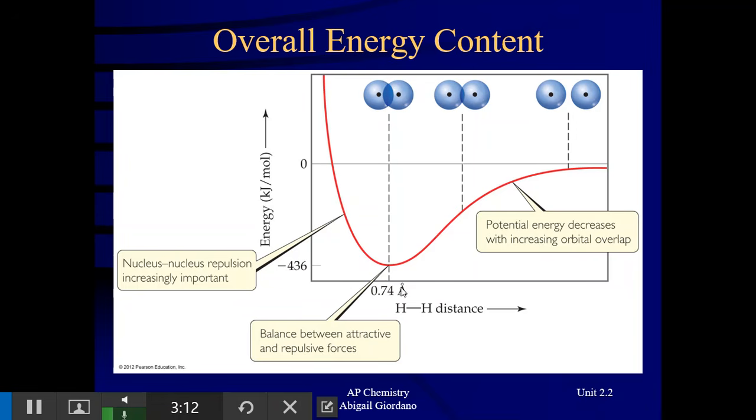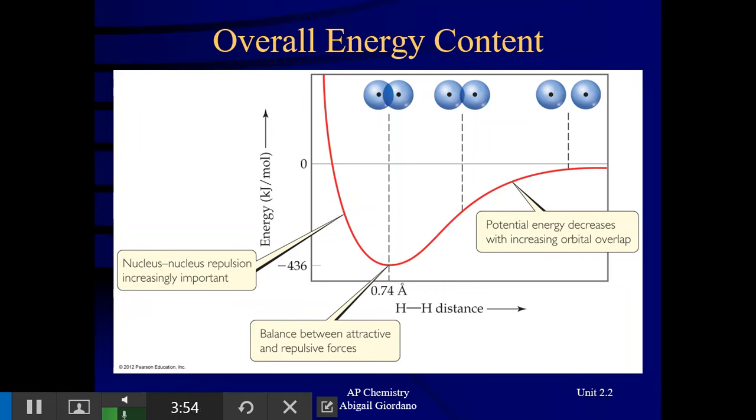So what's on the x-axis here is the distance between them. So this 0.74 and that little a means angstroms. It's just a unit of length. That is the ideal bond length between these two atoms. Why there? Because that's where the energy is at a minimum, okay? You'll notice that the energy is negative, and that is because when you form a bond, energy is released. That's an exothermic process. And that's the context in which we're looking at this.